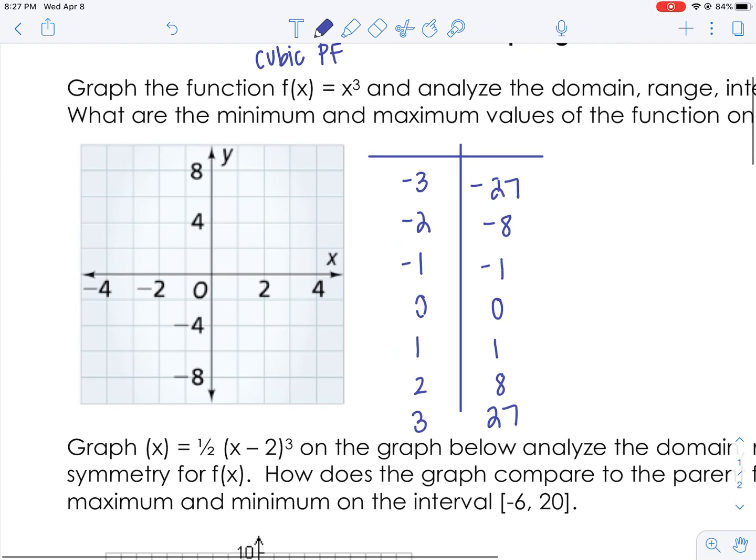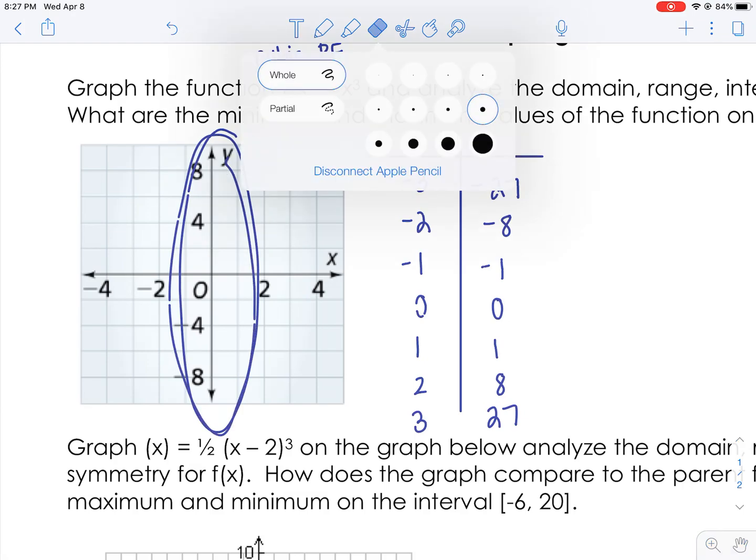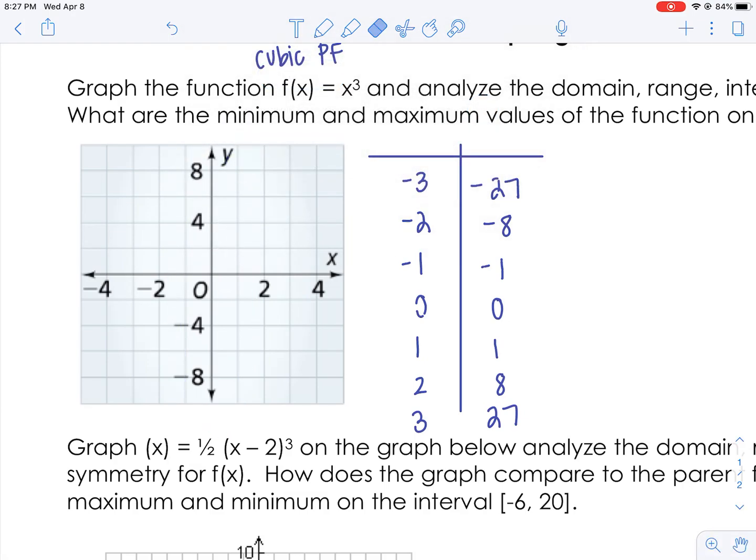So I'm going to go ahead and graph this. And the graph, as you can see, the y-axis is a little bit different. It's doubled right there. So if I plug in -3, I get -27, which is just completely off my graph. -2 would give me -8. -1 would be right there, 0, 0, 1, 1, 2, 8.